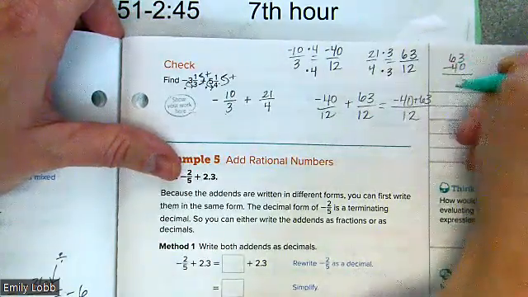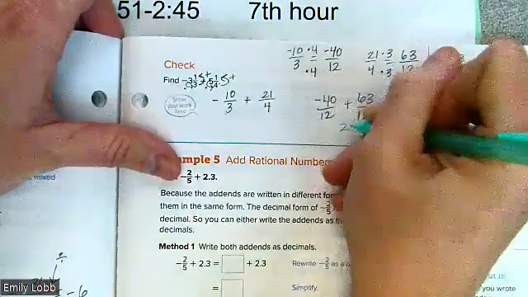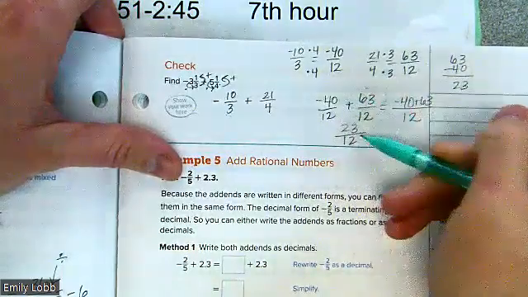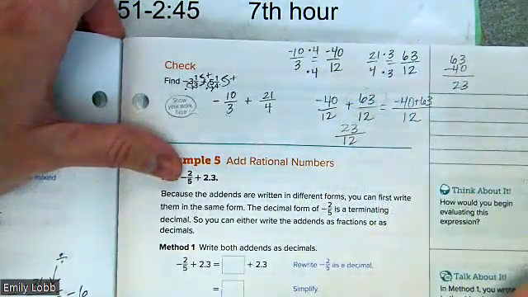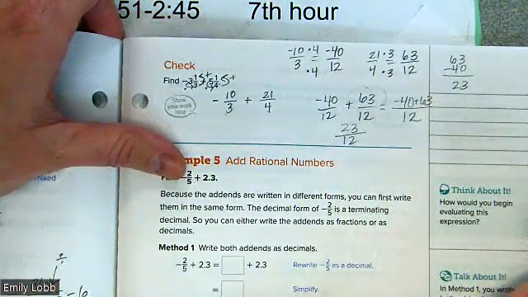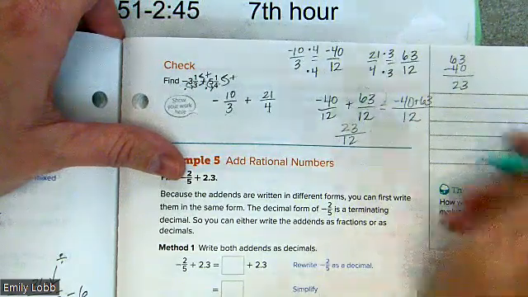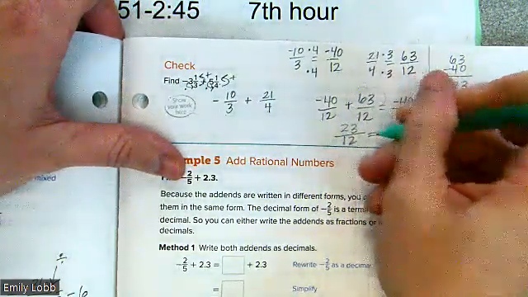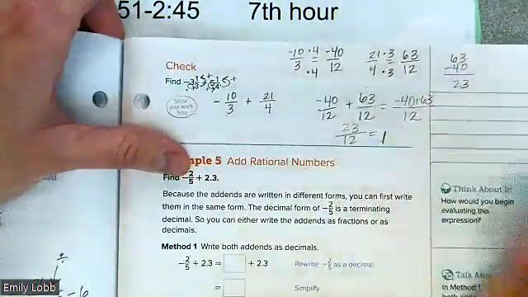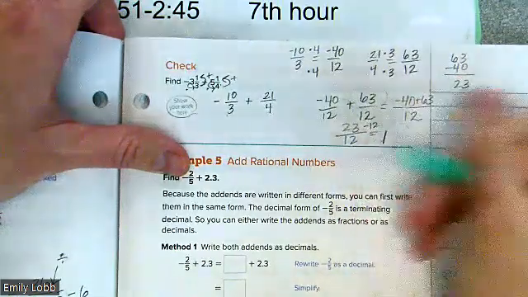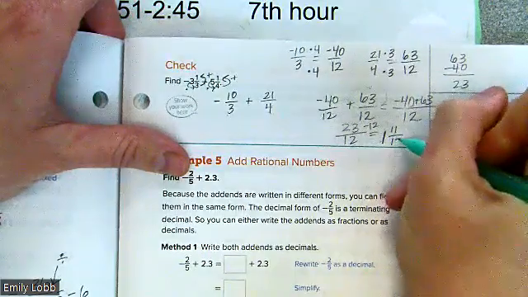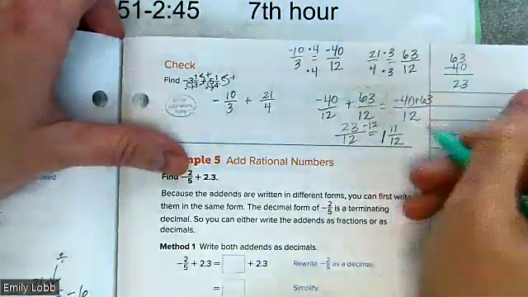3, 2, so 23 twelfths. And my bigger number was positive, so my answer is positive. How many groups of 12 could I take out of 23? I could almost take 2, so 1 less than 2, right? So I just have 1. So we have 1 whole, which would be 12, and almost 2, so 1 less than another one, which would be 11 twelfths, right? 1 and 11 twelfths.